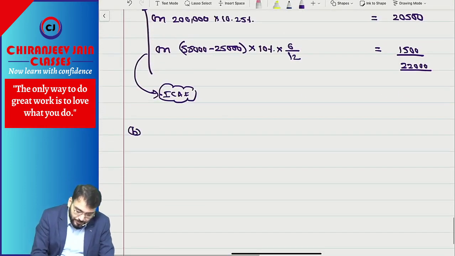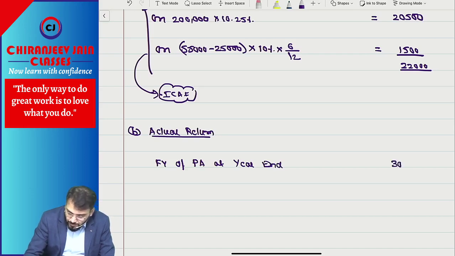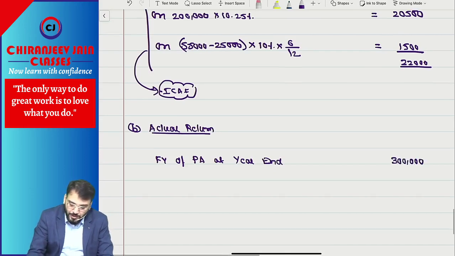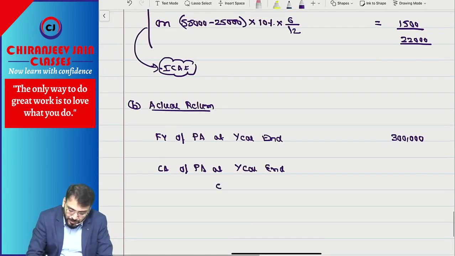Point number B, actual return. What is the fair value of plan asset at year end? We will compare with what? Carrying amount or book value of plan asset at year end. First, can you give me the opening balance? 2 lakh.